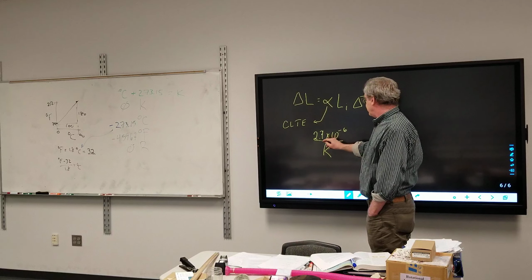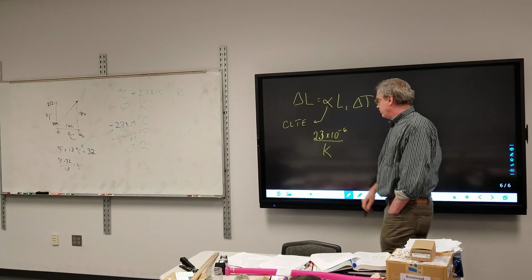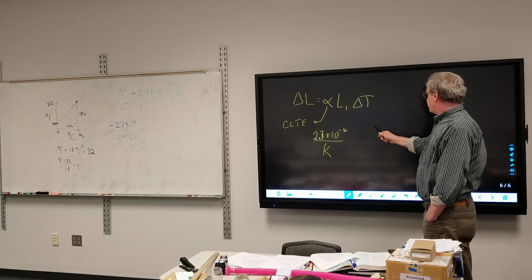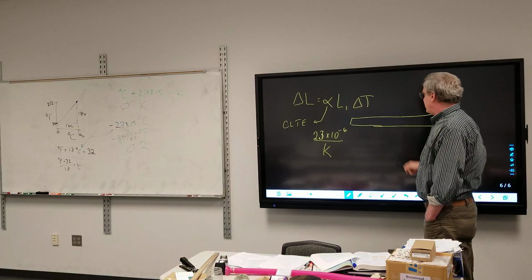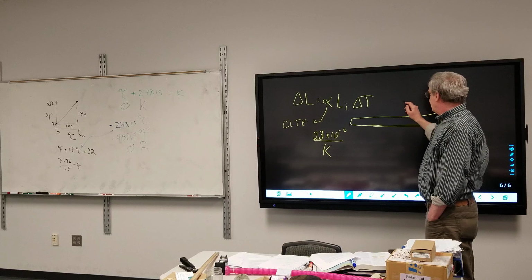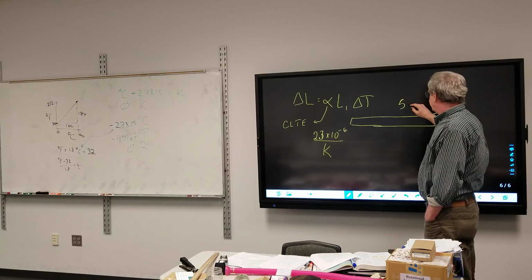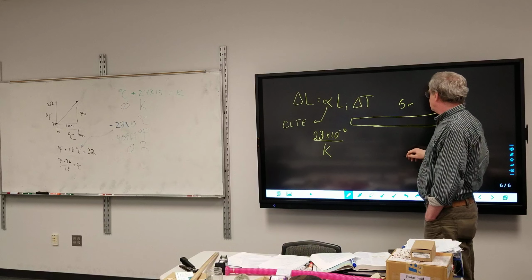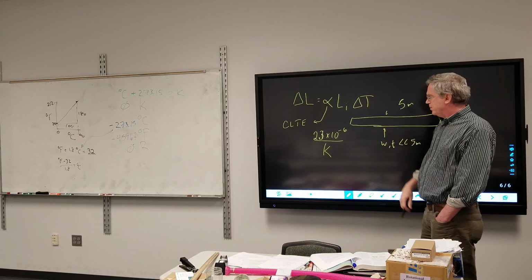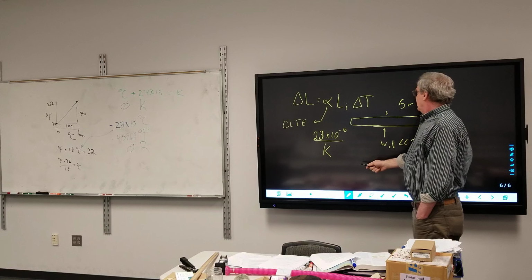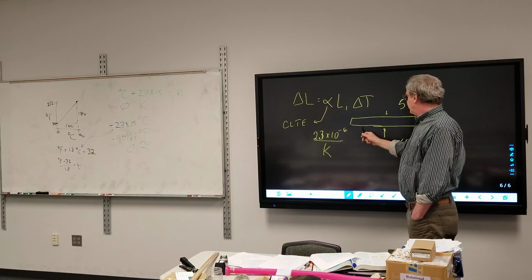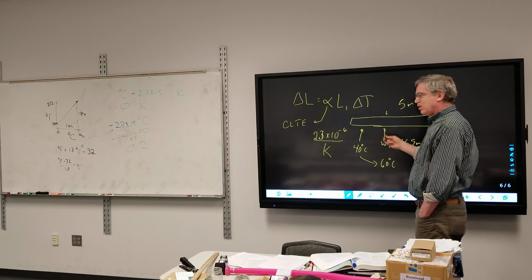This actually should be 23 is what I was going for. That's the value for aluminum. So let's just do a quick plug and chug. I have a bar of aluminum. We'll say it's 5 meters long. The width or thickness is tiny, much less than 5 meters, so we can assume one dimension. I take it from 40 degrees Celsius up to 60 degrees Celsius. How much will that bar expand?